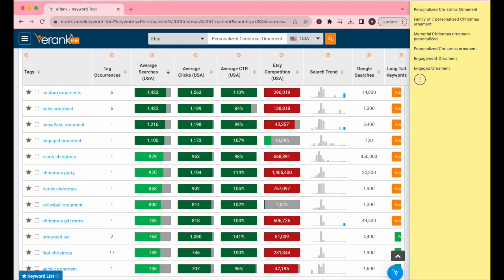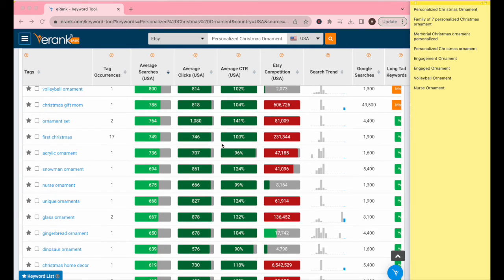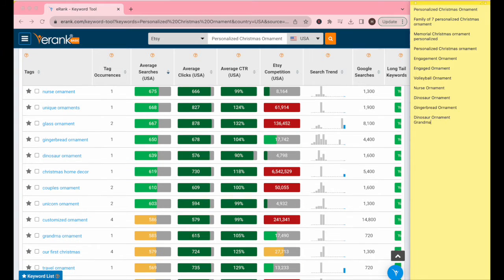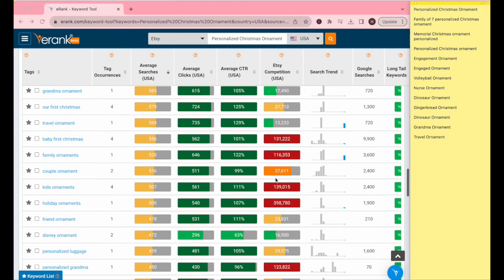Volleyball ornament, I would put that on my list. Nurse ornament, I would put that on my list. I'm just doing ornaments because if you're making anything right now, you should definitely consider ornaments. Okay, gingerbread ornament, dinosaur ornament, those would be on my list. Why? Because people are searching for them, but there's little amount of competition. Grandma ornament, giraffe ornament. I'm not gonna go through all these, but you kind of get my gist. So I'm looking for searches, but lower volume.